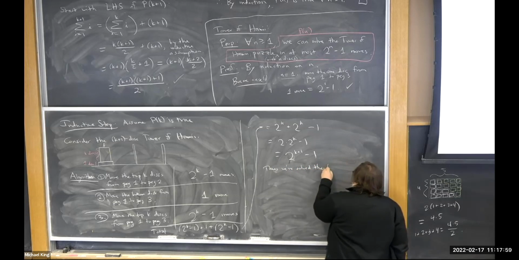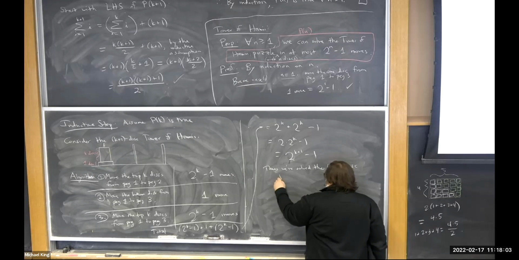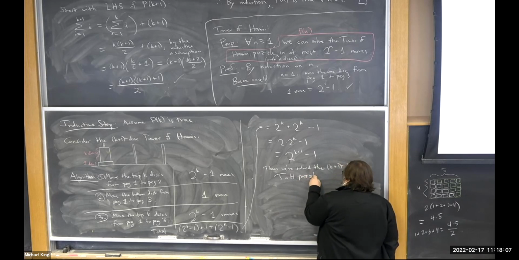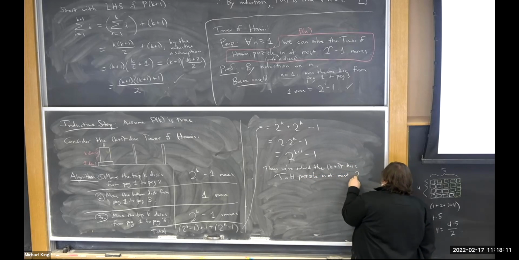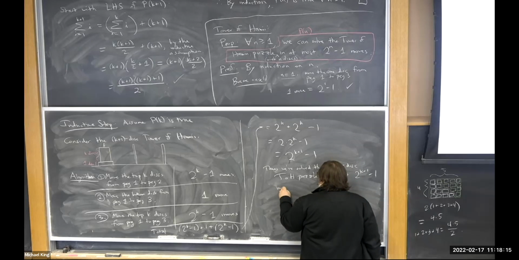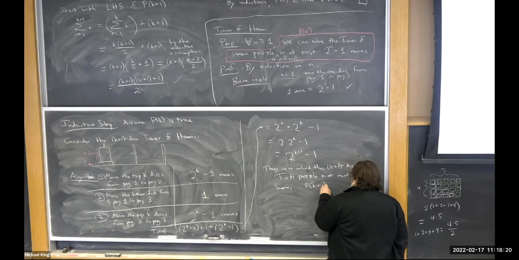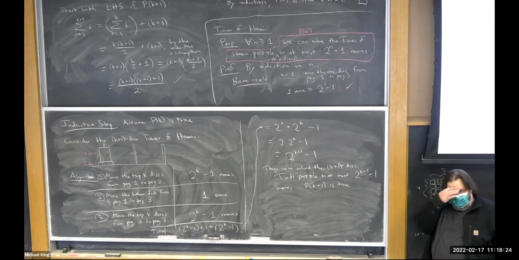Solve the k plus 1 disk Tower of Hanoi puzzle in at most 2 to the k plus 1 minus 1 moves. So P of k plus 1 is true. Right, and that completes the inductive step.